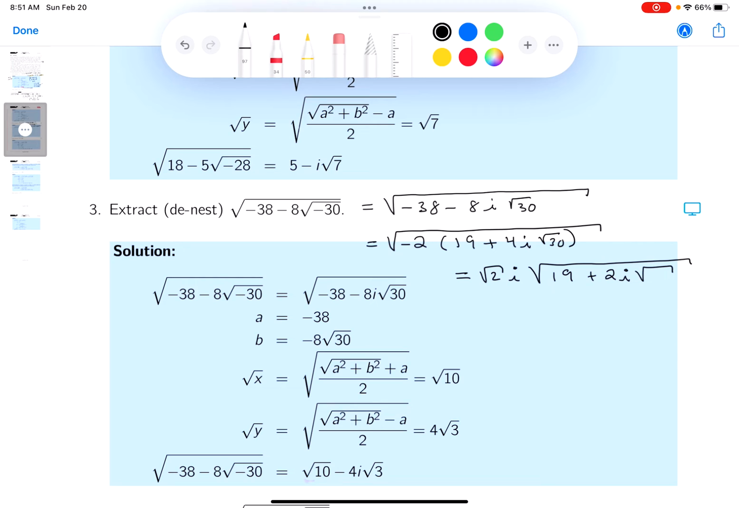I'll bring a 4 on the inside, it's 120. All right? What am I going to do now? I'm going to work on this and see if I can do it. So what am I going to do over here? Let me write it down for you. That's 19 plus 2i root 120. I can make an assumption.